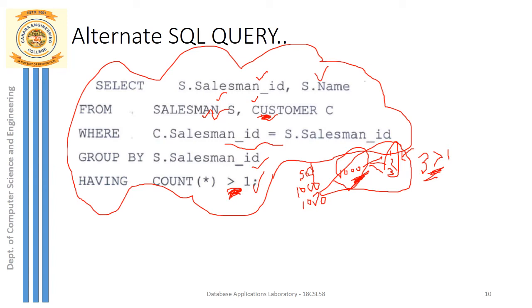So what you can see here, finally in my result I want the salesman ID and name. So where do you get the salesman ID and name? Definitely from the salesman table only. Also here I must check the customer table. Why? Because I have to count the salesman. I have to check whether a salesman is serving multiple customers or not. I have to count the number of customers for every salesman.